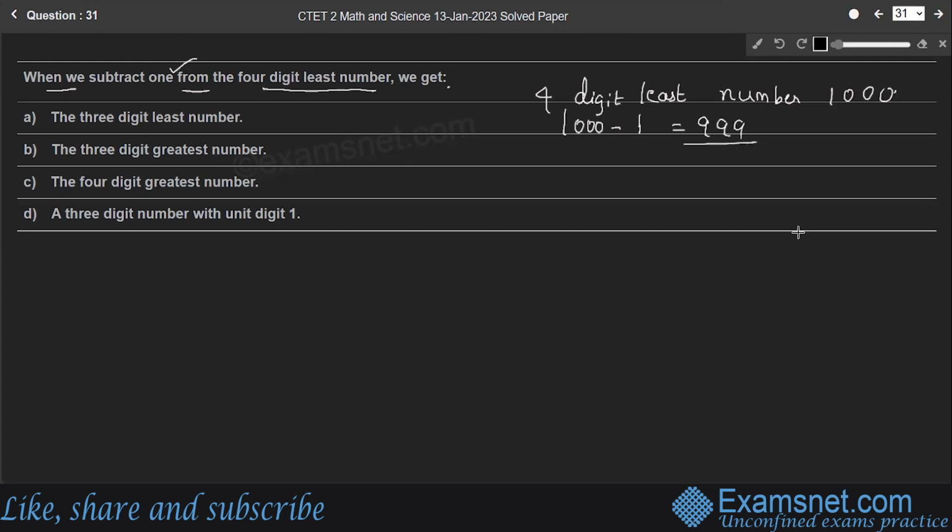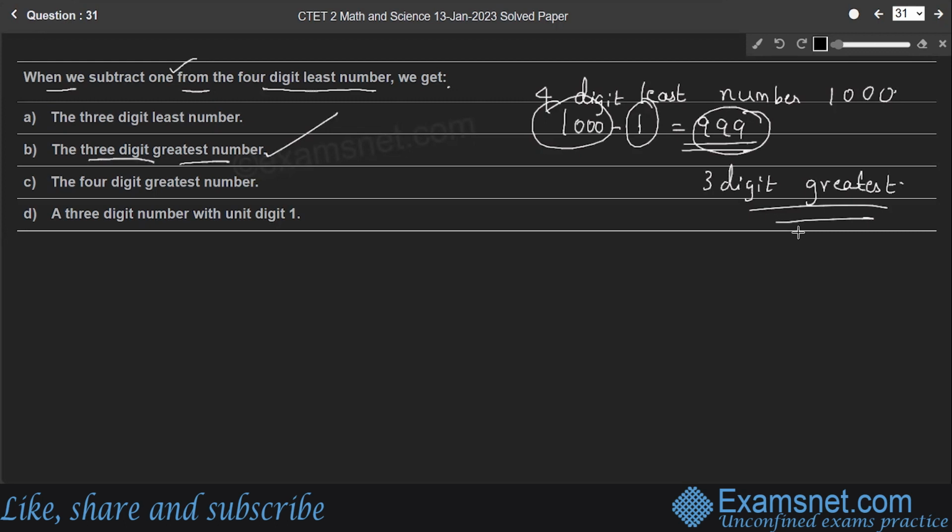999, right? So here 999 is the 3-digit highest number. So the 3-digit greatest number is 999. Therefore, when we subtract 1 from the 4-digit least number, you will get the 3-digit greatest number. Therefore, option B is the right answer.